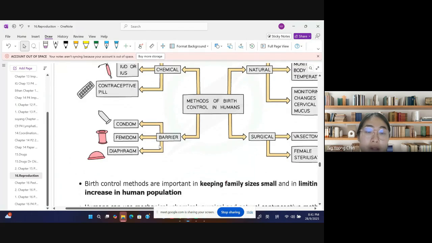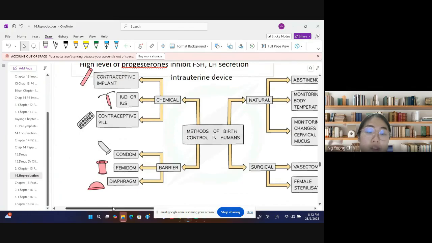Sometimes they will use a barrier. Barrier means males will wear a condom and females will wear femidoms. They act as a physical barrier to prevent the sperm from contacting the ovum, so they prevent fertilization from happening. Or sometimes they will use the natural way.